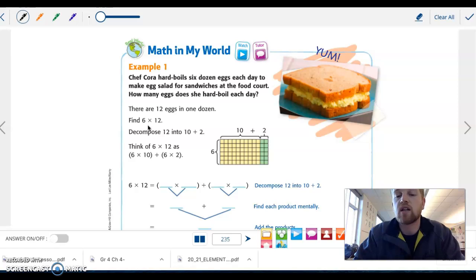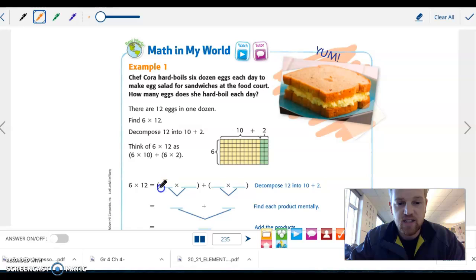So we're going to decompose this and break this number down. One way we can break this number down is by using our expanded form. So we're going to turn 6 times 12 into 2 separate multiplication problems that we will then add up.